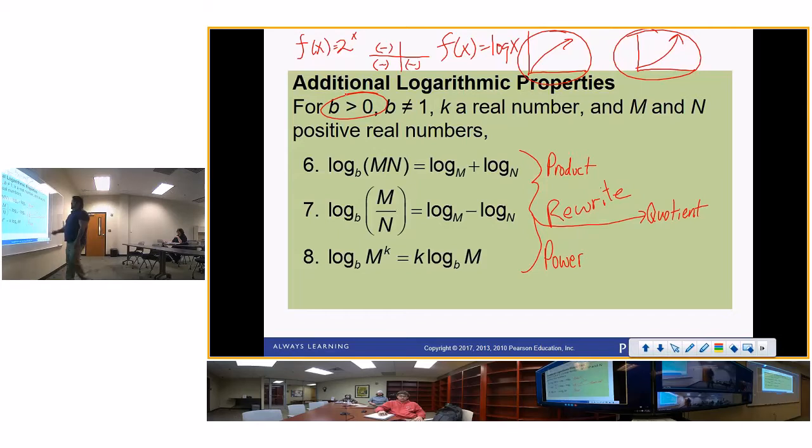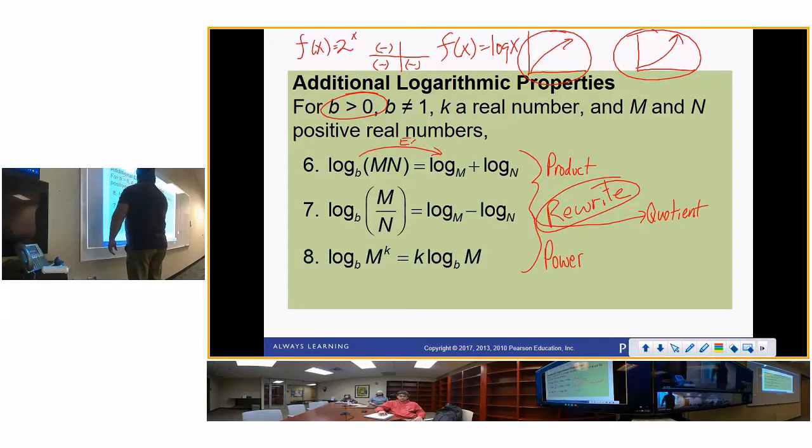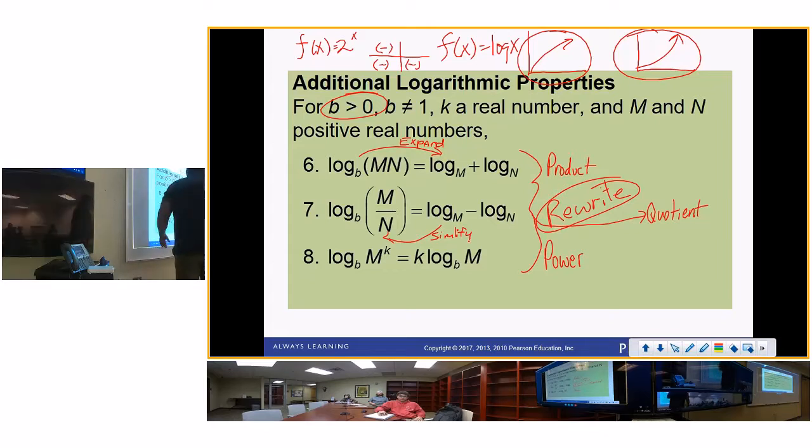All right, so these are rewrites. This means that whenever you see something written like this, you expand. If you go this way, you're what? Simplifying. So if you go from left to right, you're expanding. If you go from right to left, you're simplifying.